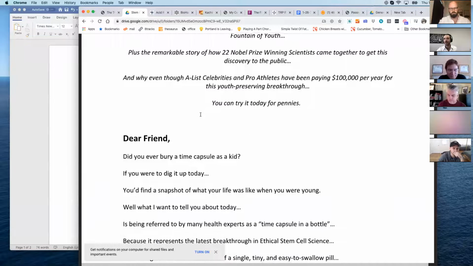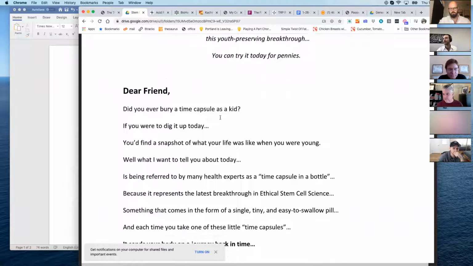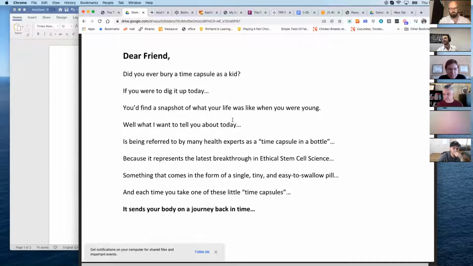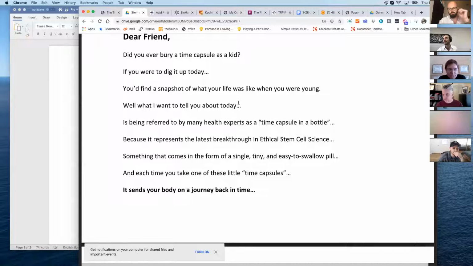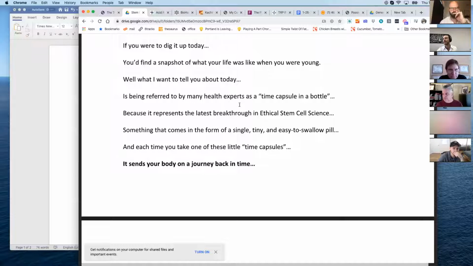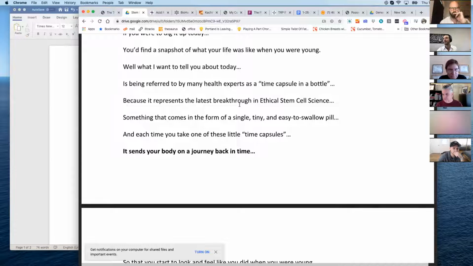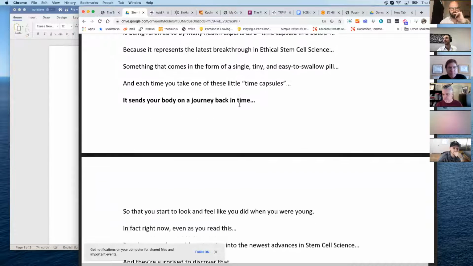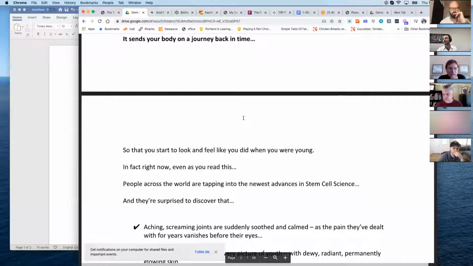And then we come in here like, dear friend, did you ever bury a time capsule as a kid? If you were to dig it up today, you would find a snapshot of what your life was like when you were young. What I want to tell you about today is being referred to by many health experts as a time capsule in a bottle, because it represents the latest breakthrough in ethical stem cell science, something that comes in the form of a single tiny and easy to swallow pill. And each time you take one of these little time capsules, it sends your body on a journey back in time, so you start to look and feel like you did when you were young.